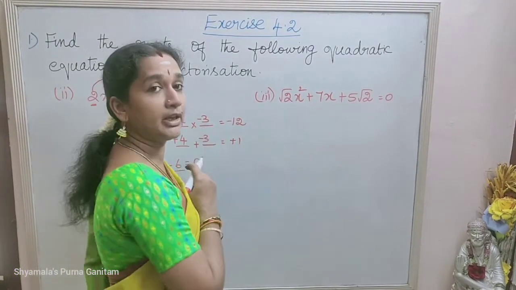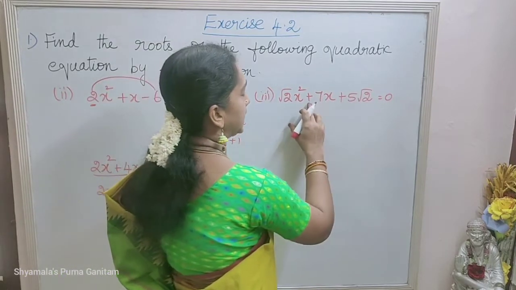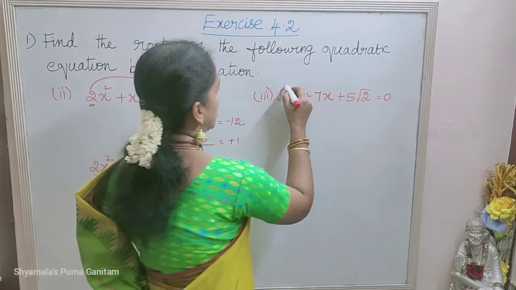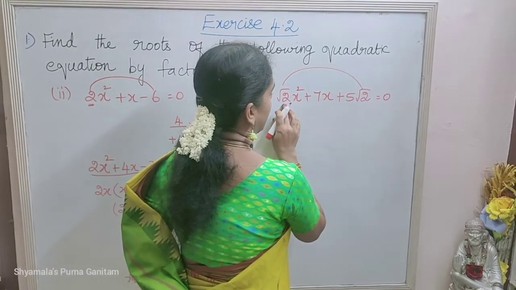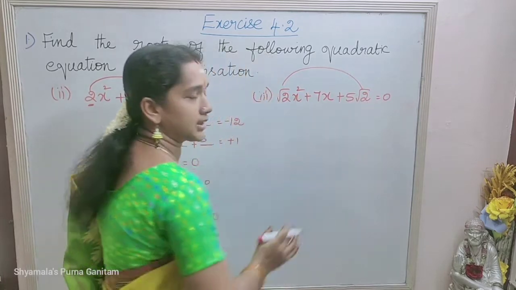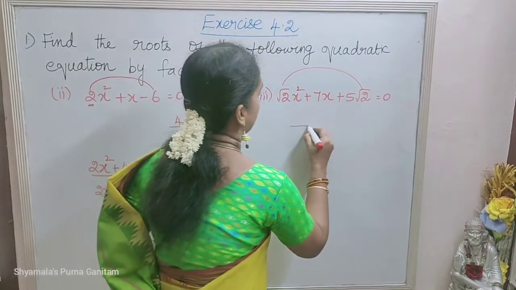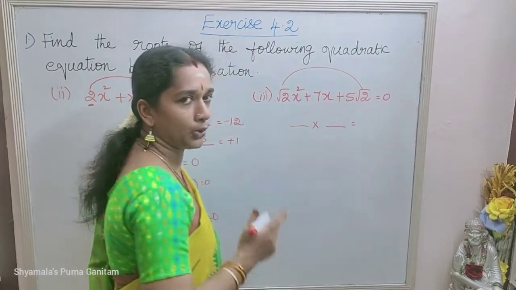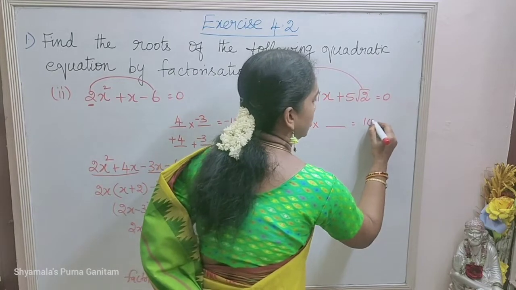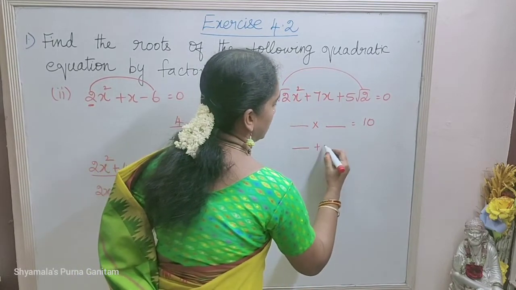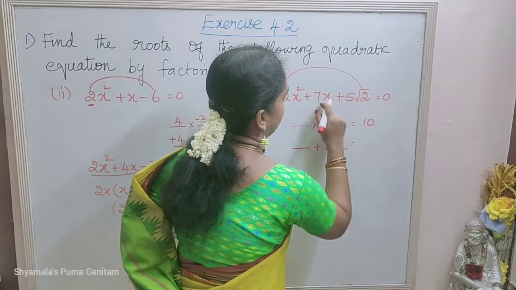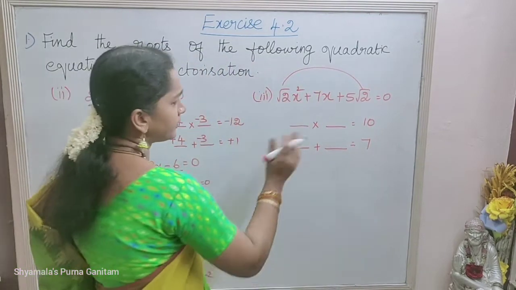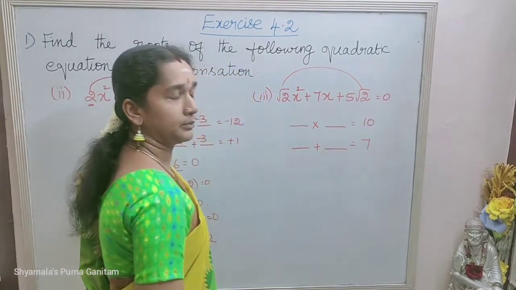Third sum, here we are having a root value. Root 2 x squared plus 7x plus 5 root 2 is equal to 0. So as usual, the coefficient of x squared and the constant term, we will multiply first. So when you find the product of the two numbers, you have to get 5 into root 2 into root 2, so 5 2s are 10. And the same numbers, when you add, you have to get the answer as 7. So accordingly, you have to take the numbers. Okay. So you have to get 10 here.